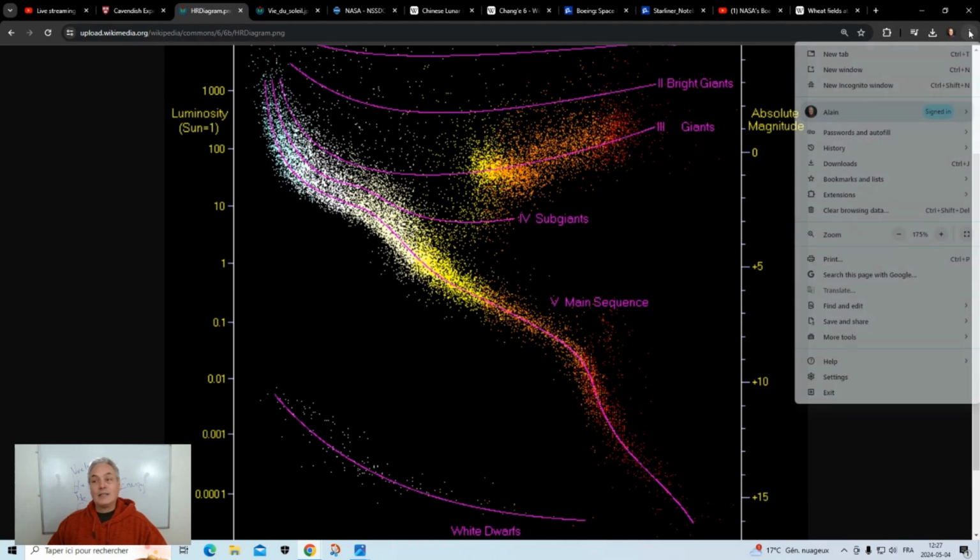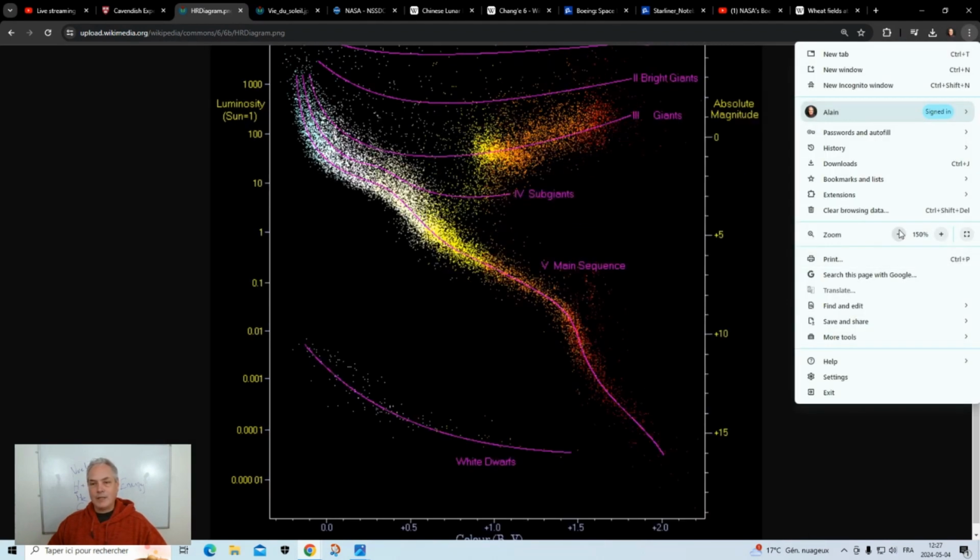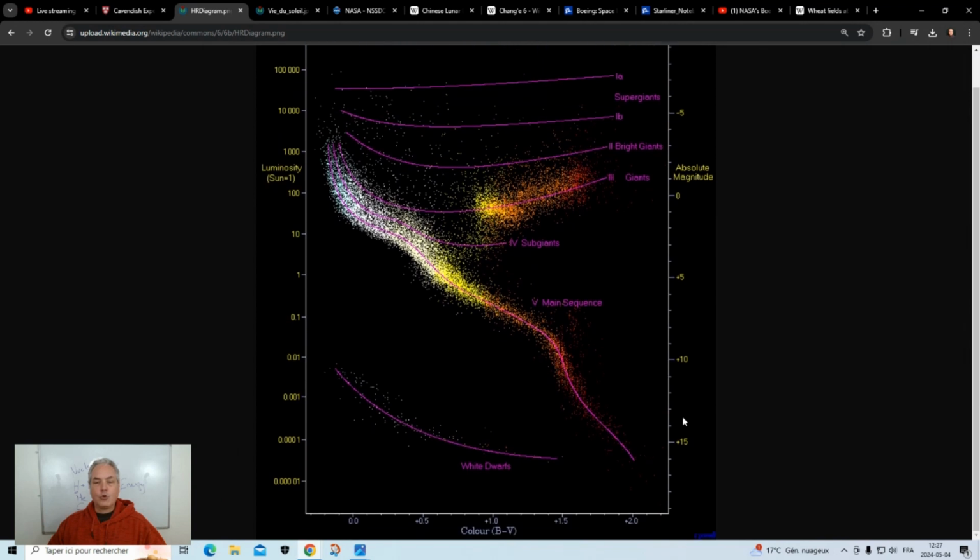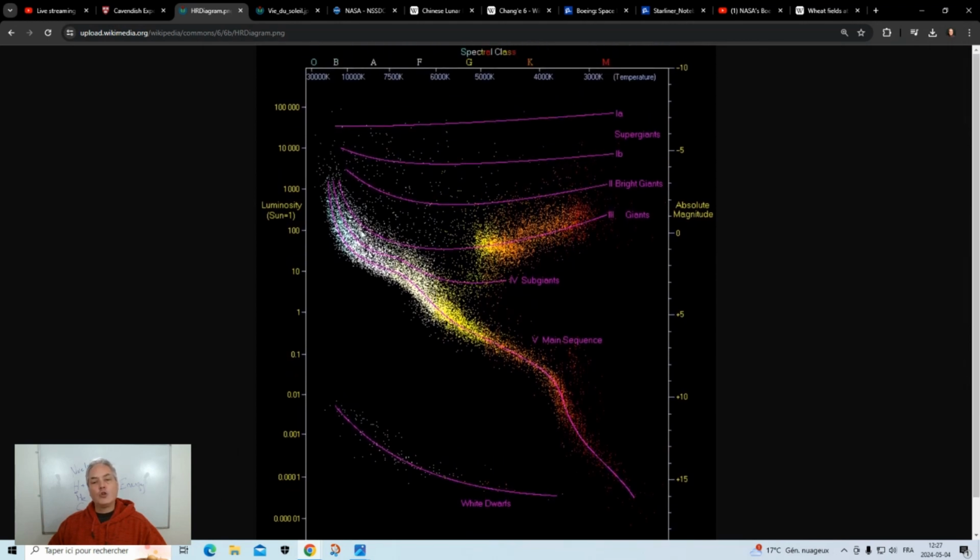The reason why I like the Hertzsprung-Russell diagram is that it's a beautiful way to organize all the stars, knowing that the main sequence is where most of the stars are, and it shows that many of them are in the last legs of their life cycles.